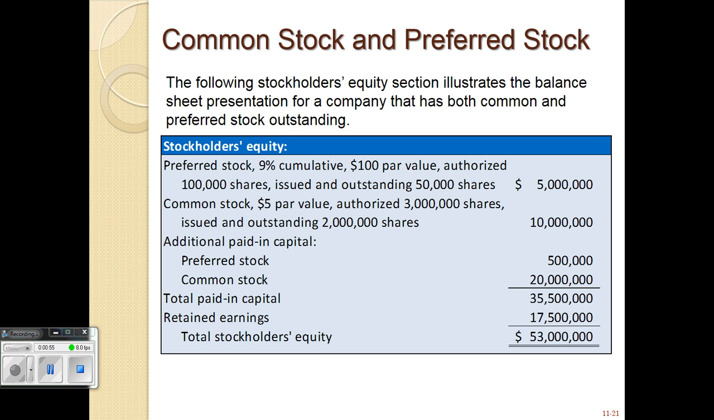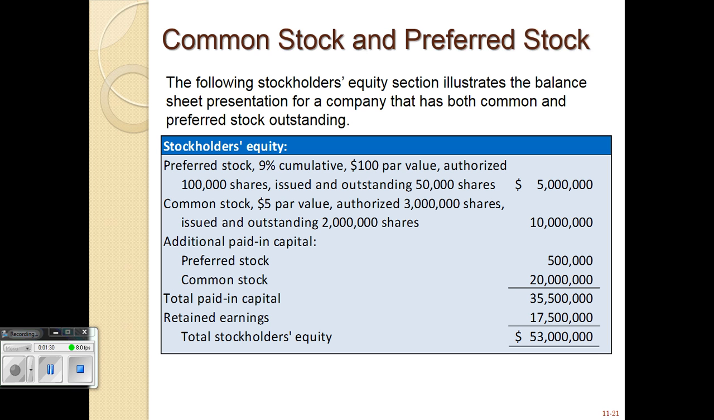Common stock, they took the $5 par times the 2 million shares outstanding, just like we saw on the last slide, to come up with the 10 million. Then they had additional paid in capital. That was additional amount that they paid when they went and bought those. The preferred stock there, usually that's a zero, or there's even nothing there. In this particular case, they paid more than a $100 par, but that's unusual. And so then they had total paid in capital of 35,500,000, retained earnings, and a total stockholders' equity section of 53 million.